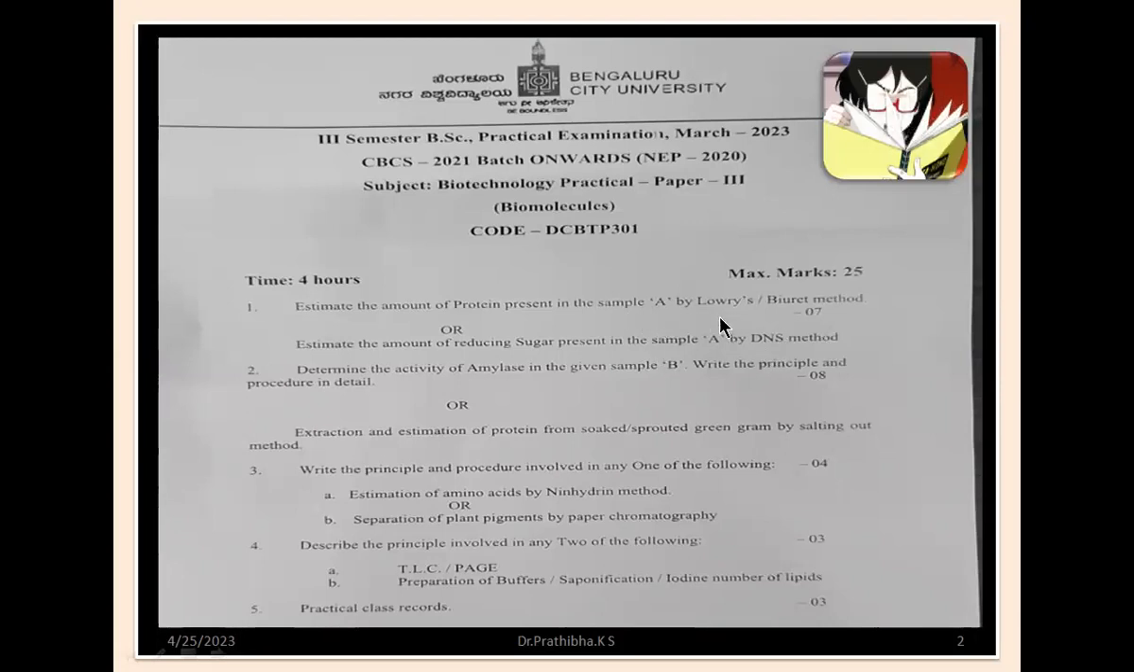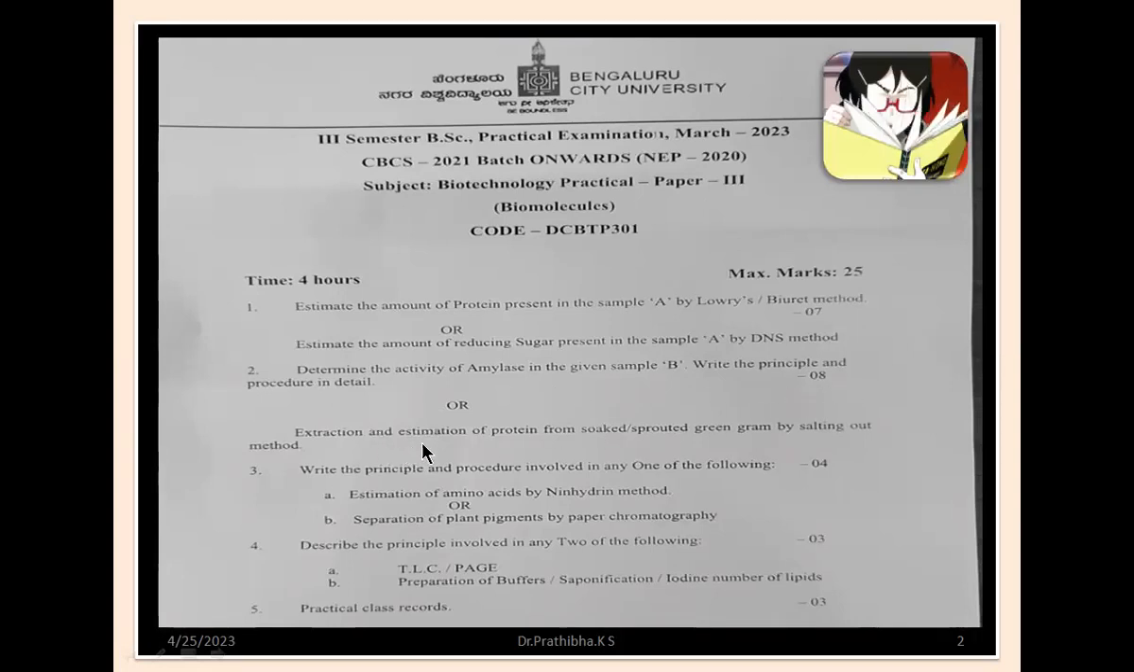So in question number 1, you have the option of Lowry's method or Biuret method or DNS method. Here you need to write the principle in short and the procedure in the form of a tabular column, plot the graph and write the result. Question number 2, determine the activity of amylase in the given sample B. Write the principle and procedure in detail. And this carries 8 marks.